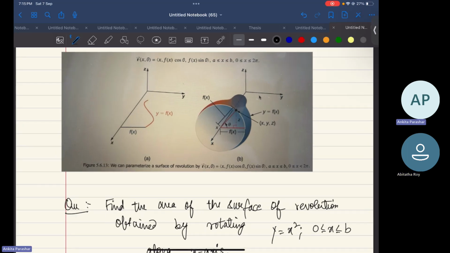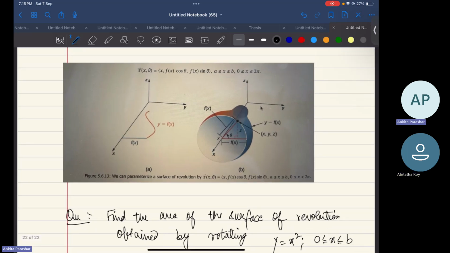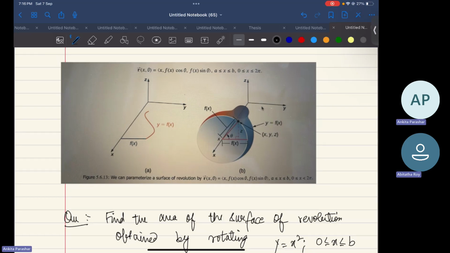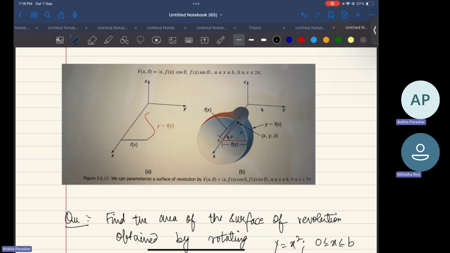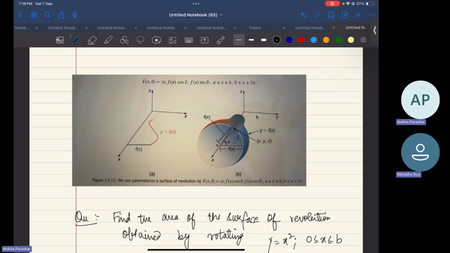I'm not going into the details, but if you see in the second diagram, you can compute the y coordinate as well as the z coordinate by fixing x, because your y has to be computed in terms of x. Your y is a function of x. Limits have to be decided on x, and then x will decide what y will be. And there is an angle theta.